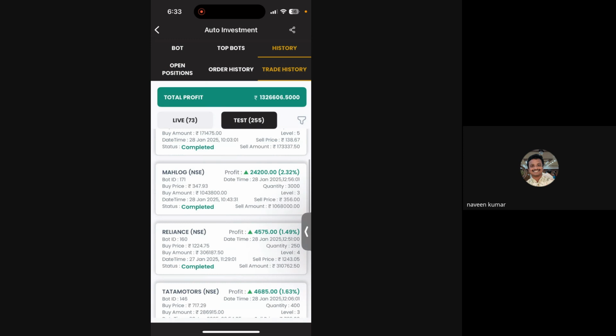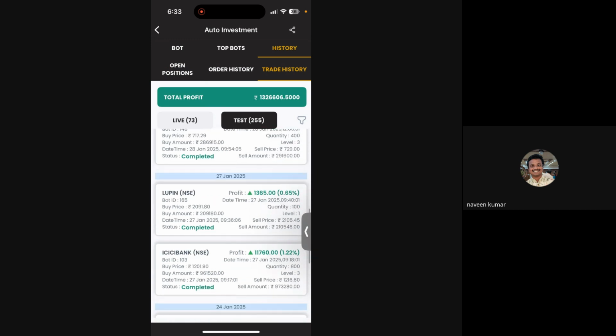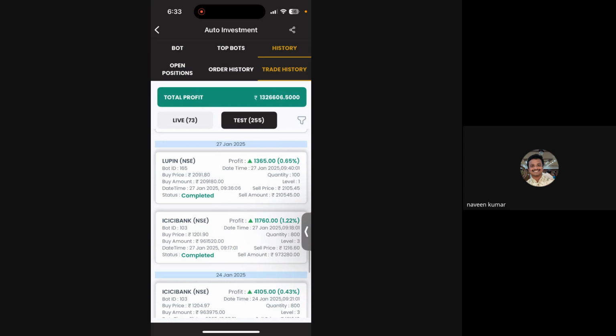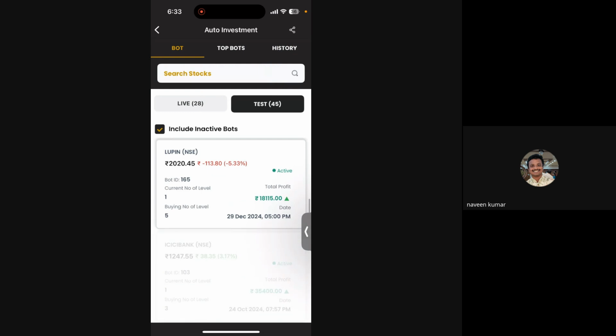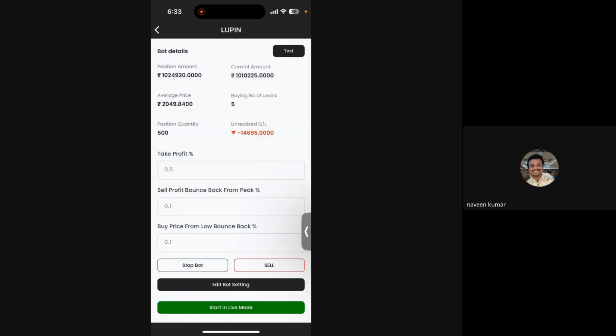Okay, so you can just see here. Lupin or ICICI, we can just check out. You can check out any of the bots which I have placed. So Lupin, you can see here what is there in Lupin. Currently it is holding here. If there is any open position, you will have the position quantity, the average price and the unrealized.